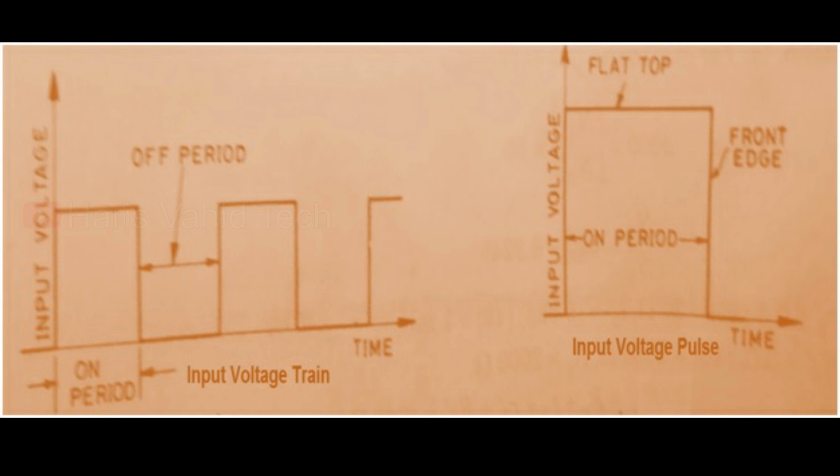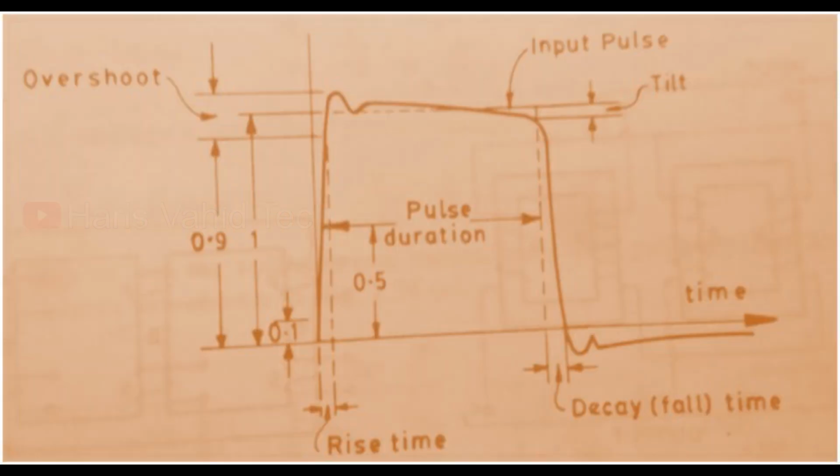The waveform of the output voltage can be determined by using the equivalent circuit of the pulse transformer. A typical output voltage waveform is shown in this image. In this image, the pulse parameters are also shown and it must be noted. Rise time is the time interval required for the output to rise from 0.1 to 0.9 of its final value.